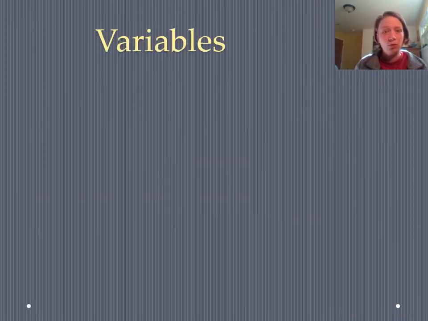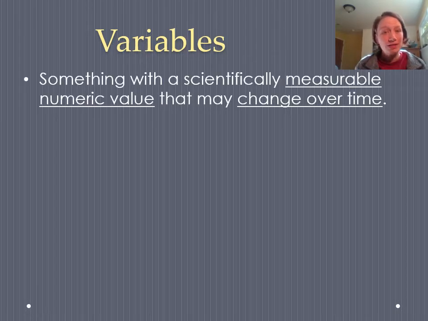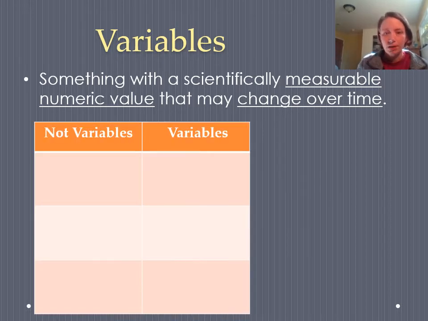So you may have heard the word variable used in a prior science class. For the purposes of this class, we are going to define a variable as something that has a scientifically measurable, so you have to be able to take data about it, numerical value, which means you have to be able to have a number associated with it, and that number has to be changing over time, or at least able to change over time.